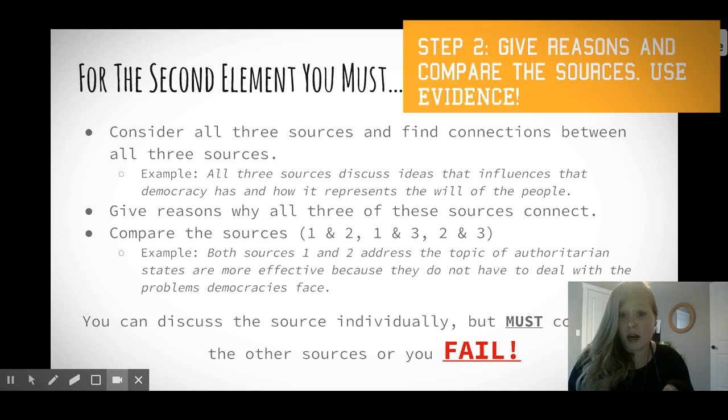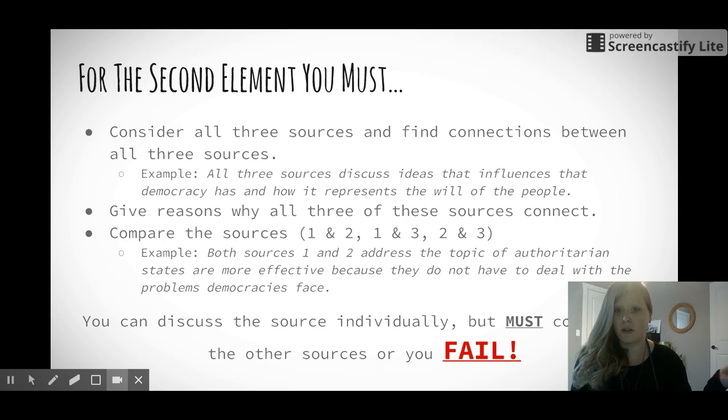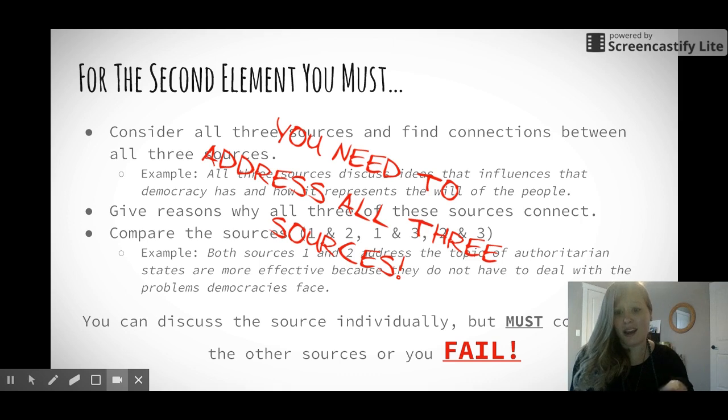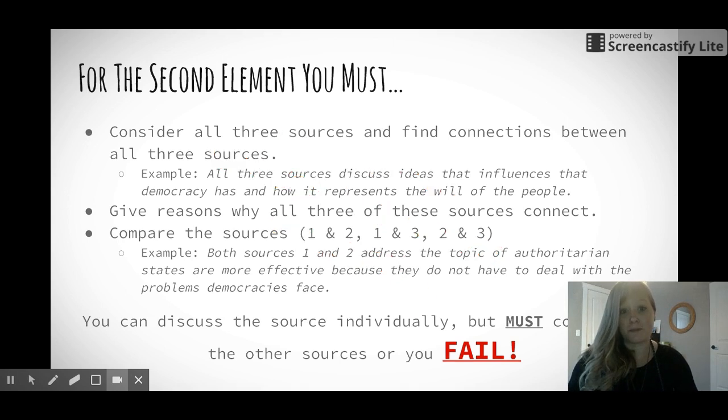Give reasons why all these sources connect. So you need to compare the sources. So compare sources 1 and 2, 1 and 3, and 2 and 3. What do they have in common? So for example, both sources 1 and 2 address the topic that authoritarian states are more effective because they do not have to deal with the problems democracies face. You can discuss the sources individually, but I don't recommend it. You must connect to the other sources or you will fail, and we don't want that.